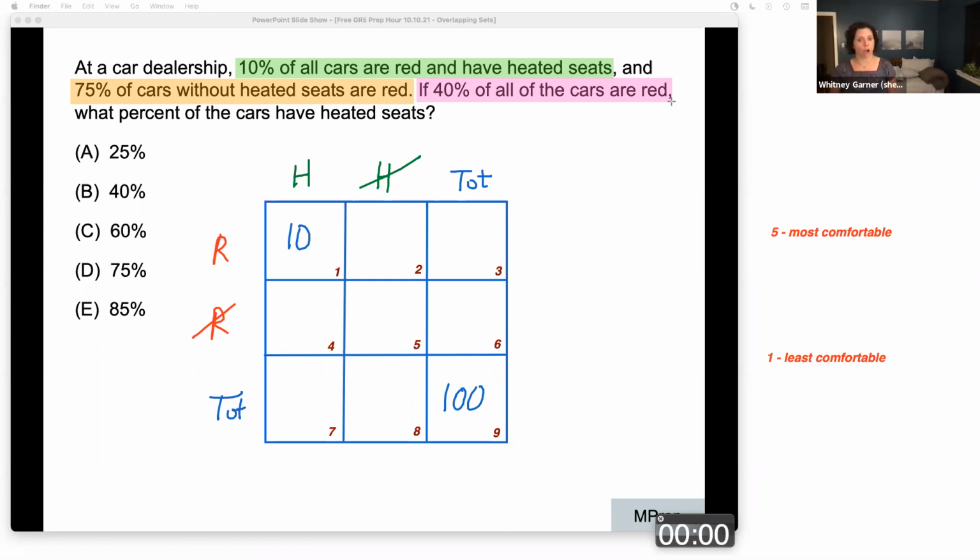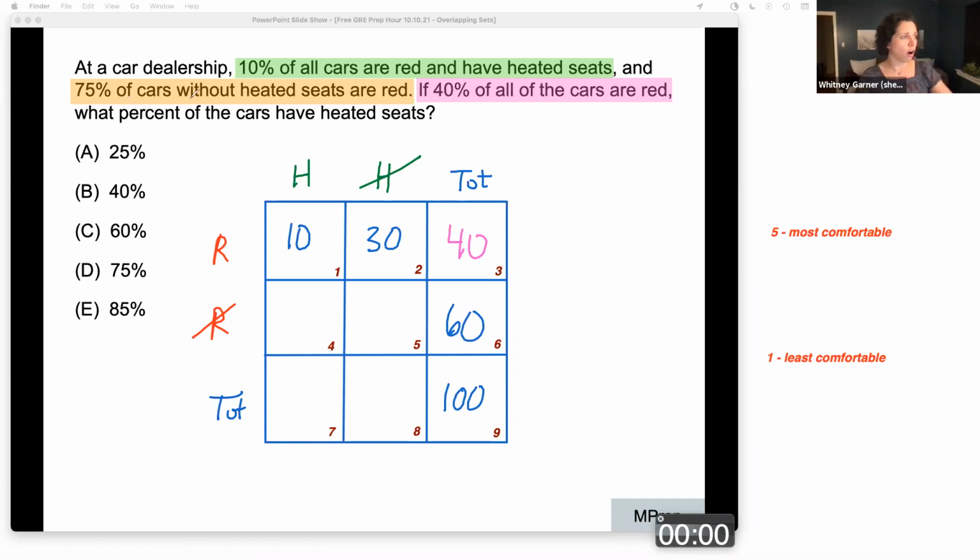40% of all cars are red. Okay, so I'll put 40 here. 40% of all cars are red. And so then I'll fill in what I know. 40 is there. So this box would be 60. This box would be 30. So of the red cars, 10 are heated, 30 are not heated for 40 total. So let me go back to this orange again.